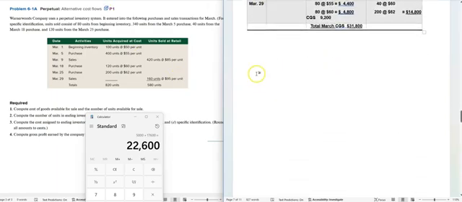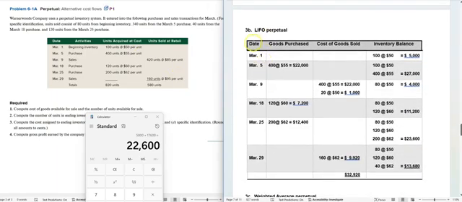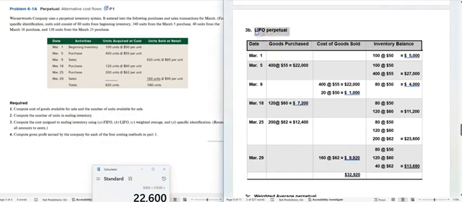Now let's do the exact same thing, but let's use the LIFO method. LIFO is doing the exact same thing, but it assumes that the last inventory in is the first to go out. So on March 1st, again, we're starting with that same inventory. On the 5th, we added to that inventory. We now have 2 layers of inventory, keeping them in chronological order.